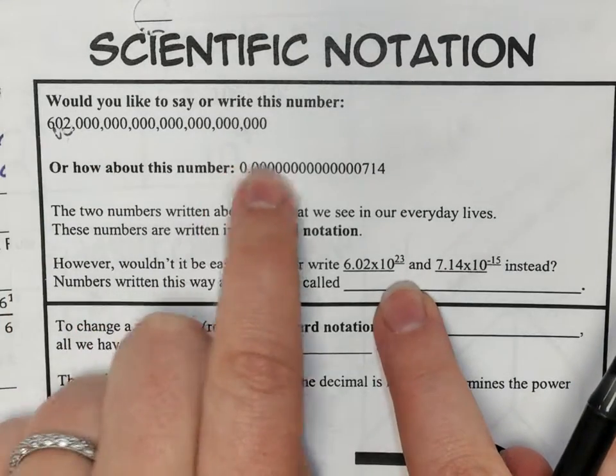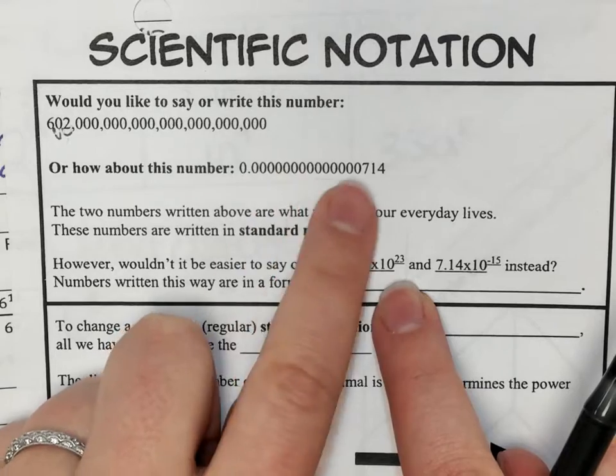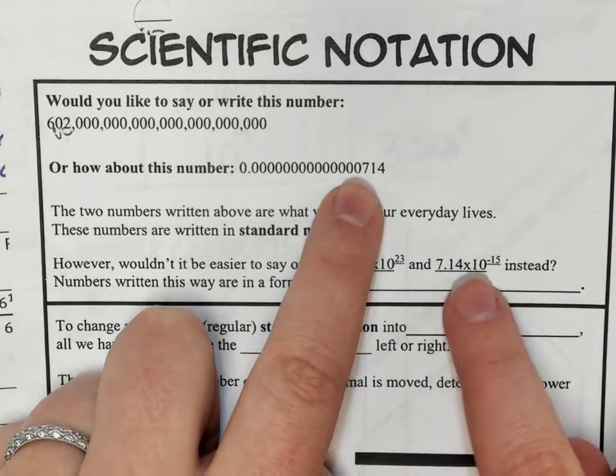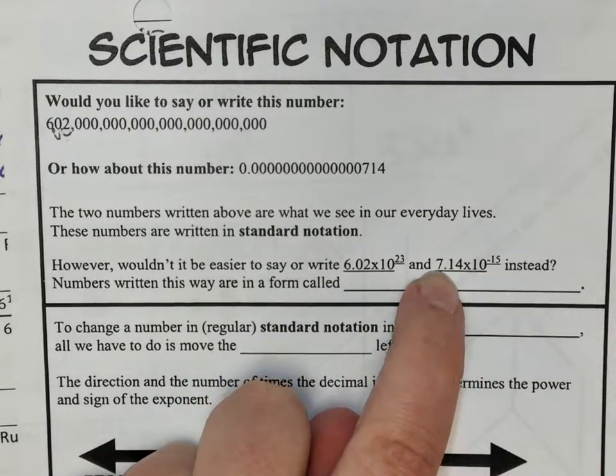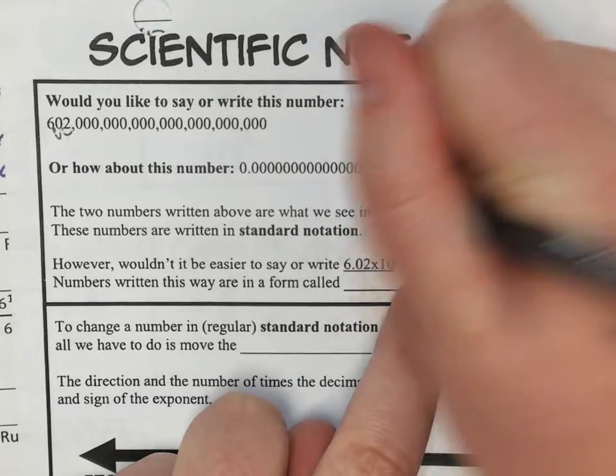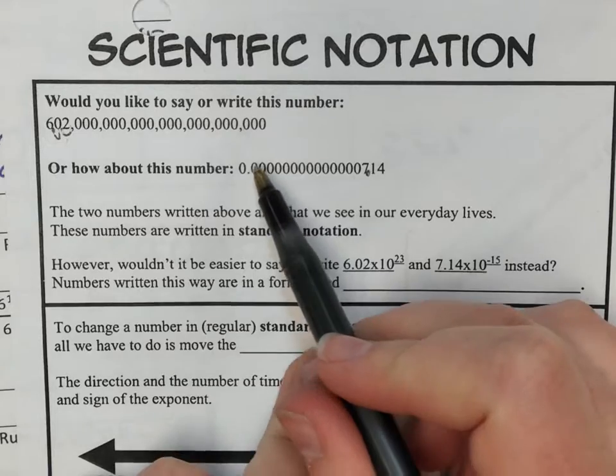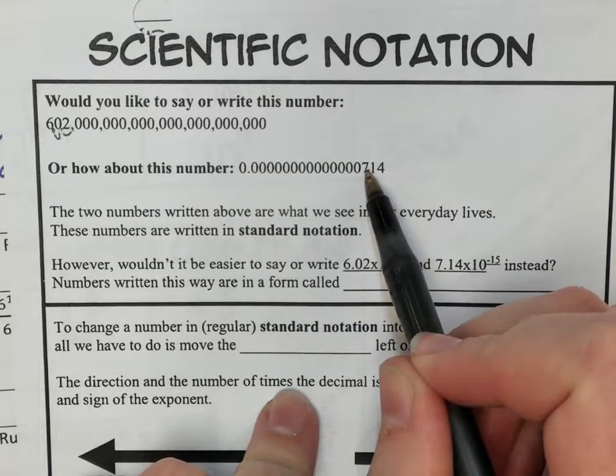Okay, this really small one, okay, y'all, like I said, there's so many zeros there, I would miscount, but it would be to the negative 15th power. Notice the decimal went behind the 7, the first number that is not 0, and it moved 15 spaces, okay?